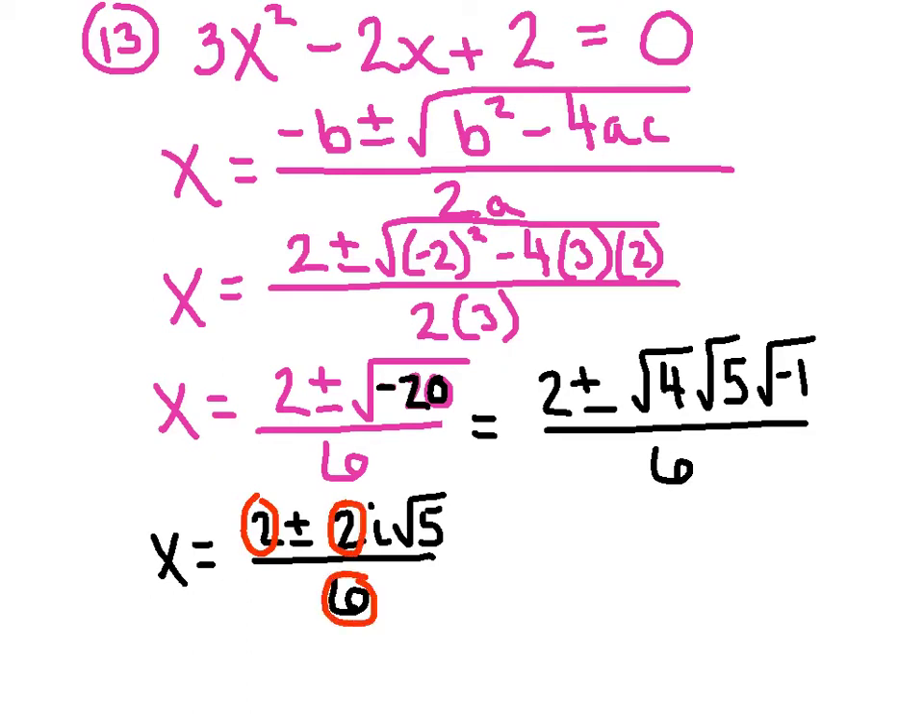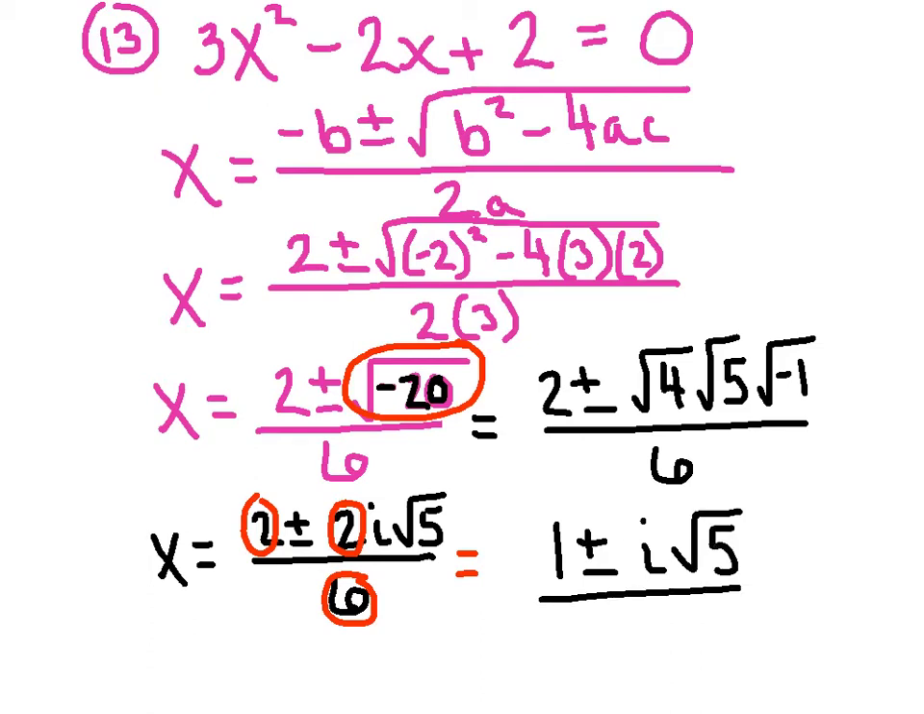Just make sure you don't try to simplify the entire fraction until you first simplify that radical right there. It's very important that we attack the radical first. I think you'd agree that all 3 of these coefficients are divisible by 2, and that's what I'm going to go ahead and do. And I'd get 1 plus or minus 1i radical 5 all divided by 3.